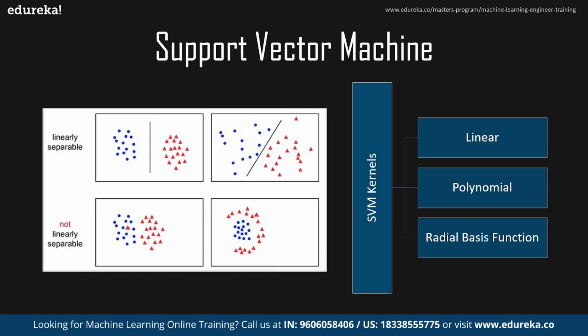The third one is radial basis function kernel. The radial basis function kernel is commonly used in support vector machine classification. It can map the space in infinite dimensions.